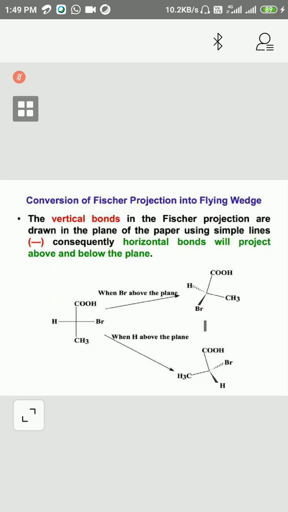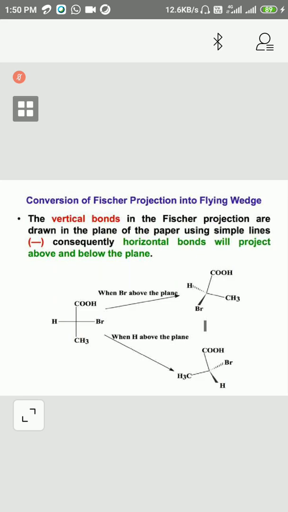Simply take this example here. In one case bromine is above the plane, and in another case hydrogen is above the plane, drawn like that. In this molecule you are looking from this side, so COOH and CH3 and this carbon are in one plane, and it will look like this. If you are looking from this side, then bromine is towards you and hydrogen is away from you. Then bromine will be with a solid line and hydrogen will be with a dotted line.